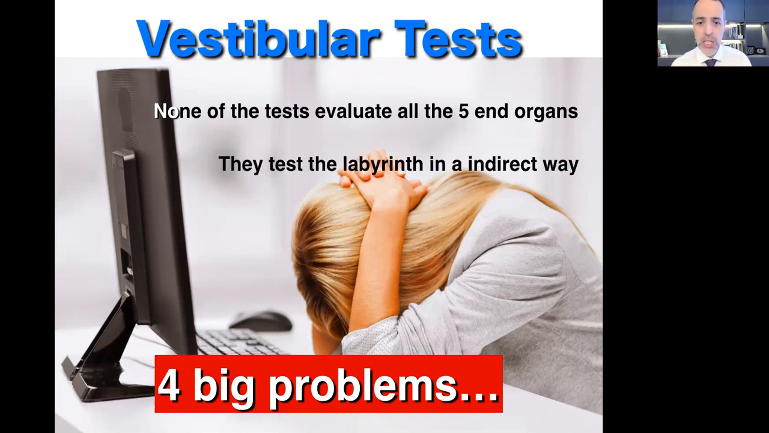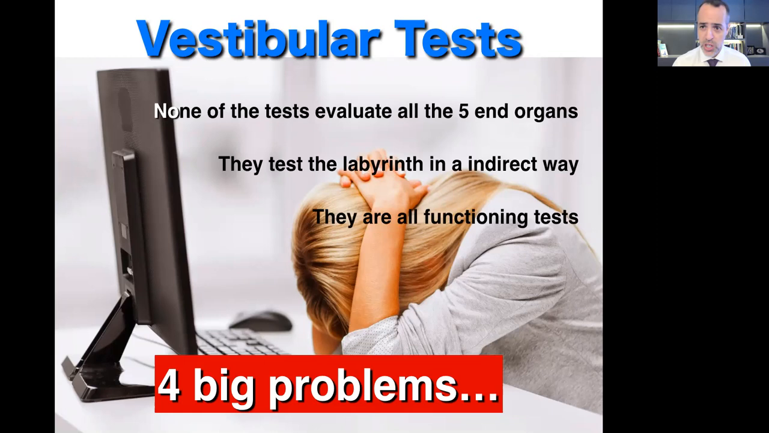The second problem is that the vestibular tests test the labyrinth in such an indirect way, which means you are not testing the labyrinth itself, you are testing responses from the eyes or from the muscles. These responses originate in the labyrinth, but you're not testing it directly. So this is a problem.